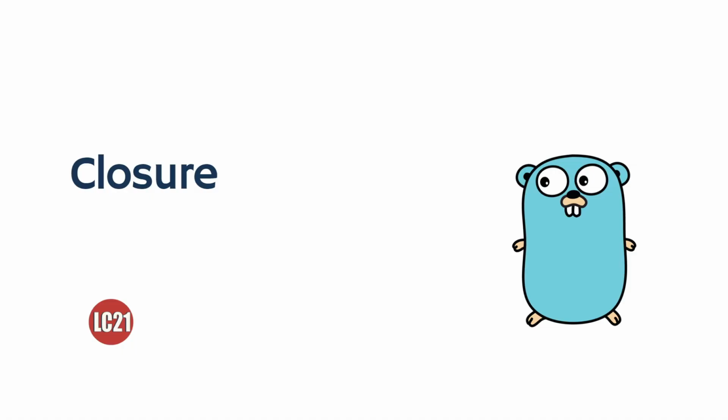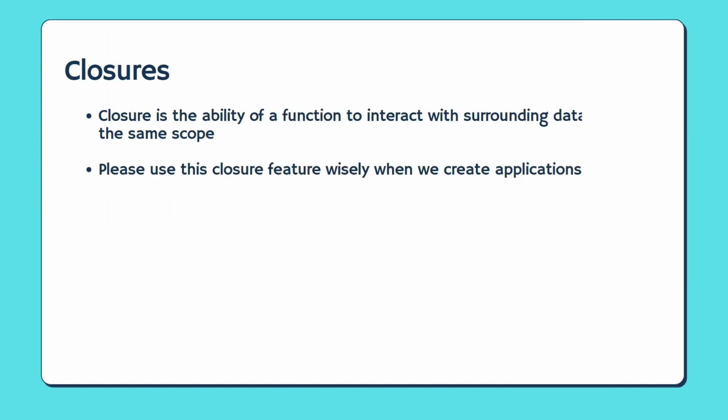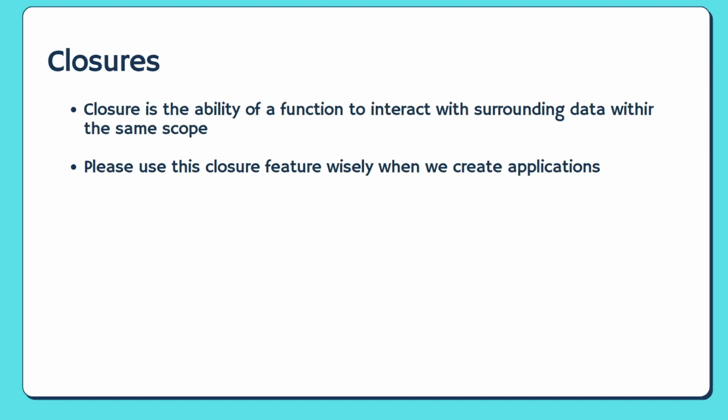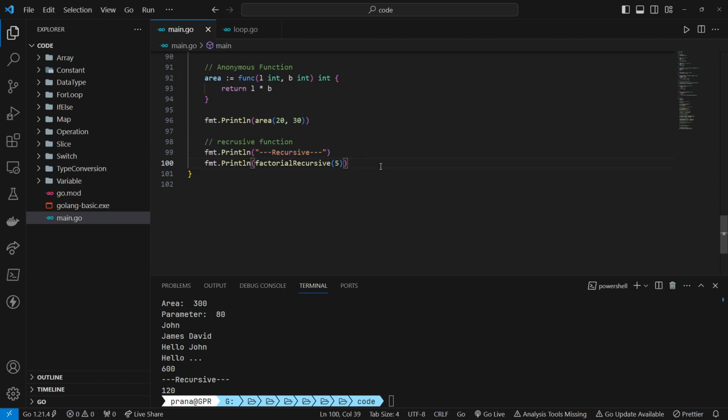Closures. Closure is the ability of a function to interact with surrounding data within the same scope. Please use this closure feature wisely when we create applications. In this simple example, we are exploring the concept of closures in the Go programming language.